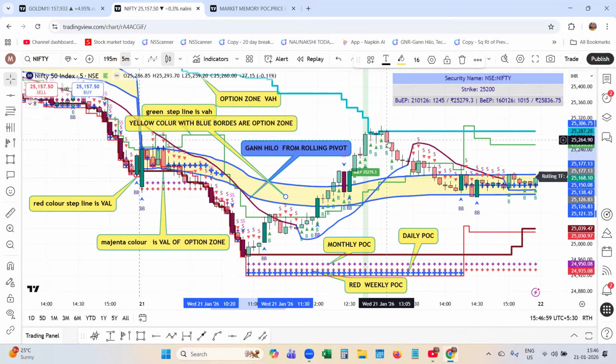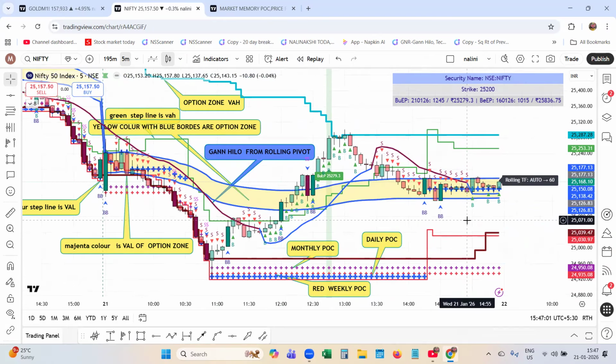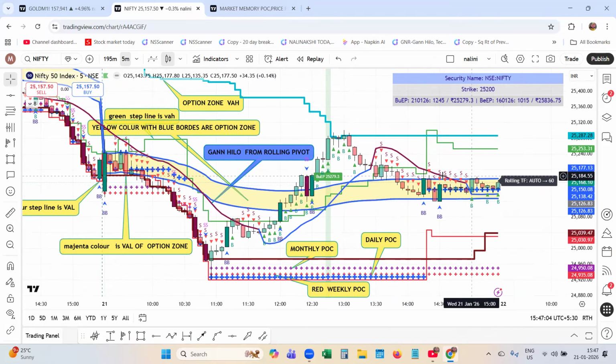It got rejected, started coming down, and finally closed inside the value area zone. It went sideways, and this is the point of control. It has ascended. Note the thing, and the value area low, red color, has also ascended, indicating that the value has been accepted and shifted higher. The point of control has been shifted higher, and this is the block.